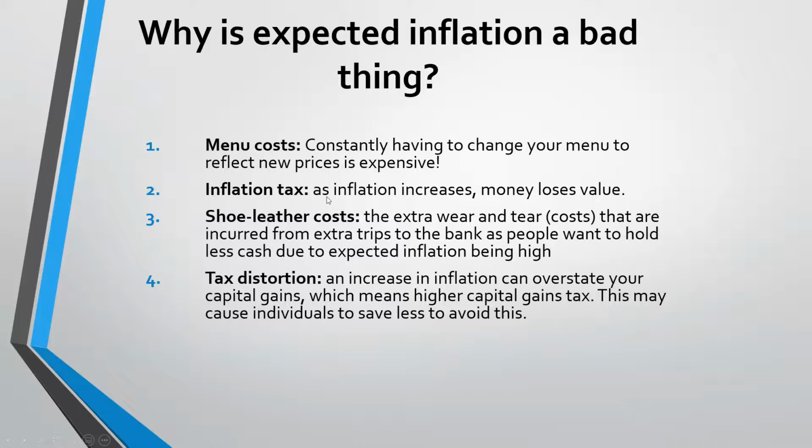The next one would be the inflation tax, which is basically like a silent tax on your money. As inflation increases, your money loses value. The third one here is shoe leather cost, which is basically just the cost of having to go to the bank more often, as people want to hold less cash due to expected inflation being high. And then we have tax distortion, which is basically saying that an increase in inflation would cause your capital gains to be overstated, which would mean higher capital gains tax. And this is going to distort the way people save and make them save less. It's kind of a behavioral effect.